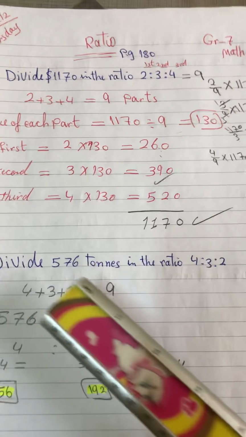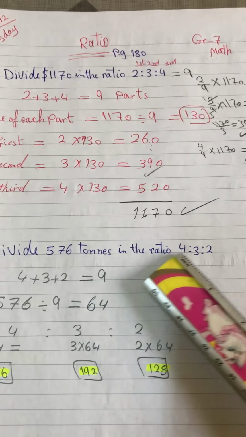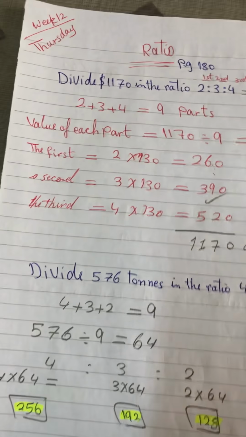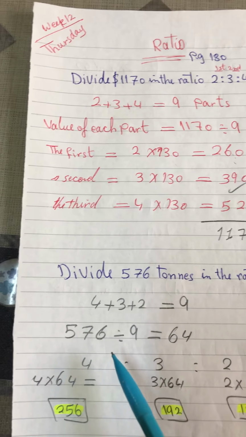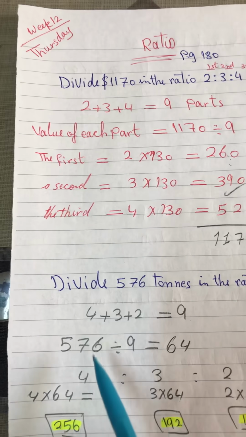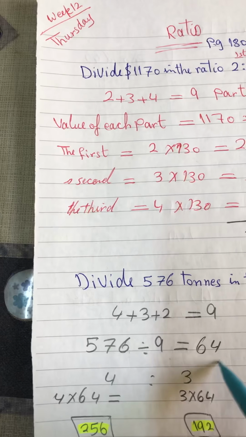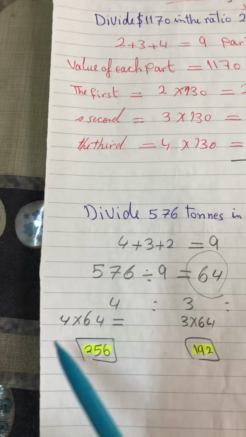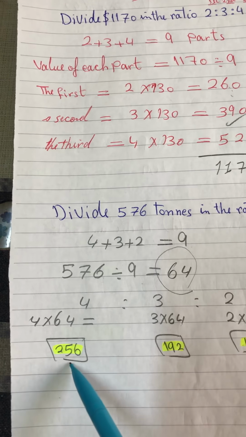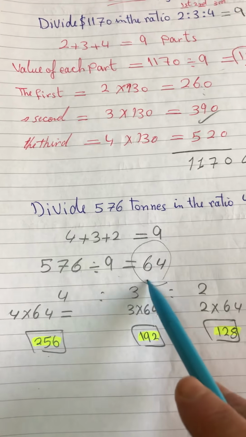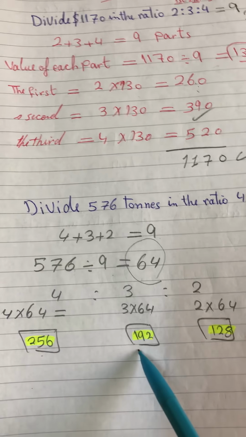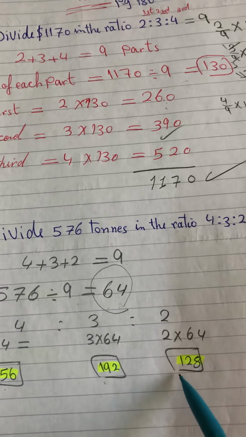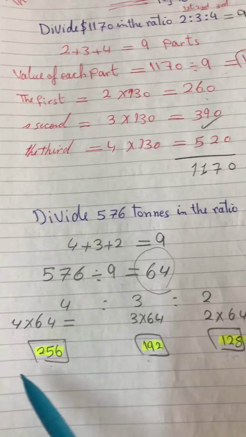Here in this problem, divide 576 tons in the ratio 4:3:2. I'll add the ratios, which gives me 9, and then I'll find the value of each one part. I have 9 parts. I want the value of each one part. It will be 64. Then 4 parts will be 4 times 64 equal 256. 3 parts multiplied by the value of 1 part, 64, equal 192. And the 2 parts multiplied by the value of 1 part, which is 64, give me 128.